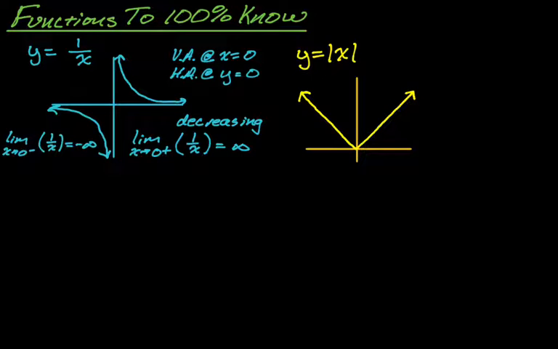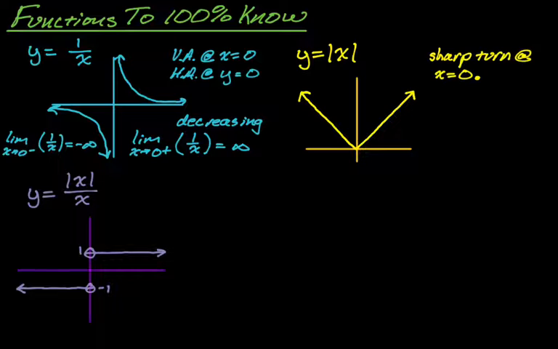The next one, absolute value of x, right? So absolute value of x, very common function. Most important part here is that it has a sharp turn at x equals 0. It is not a smooth transition like x squared would have. It's a very sharp turn. You're going one way and then suddenly you're going the other way. Very important function. Next up, underrated, y equals the absolute value of x over x.